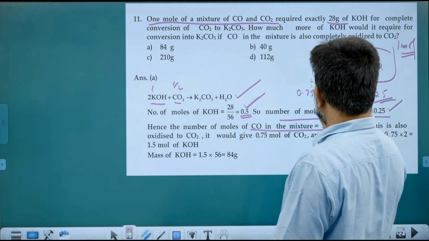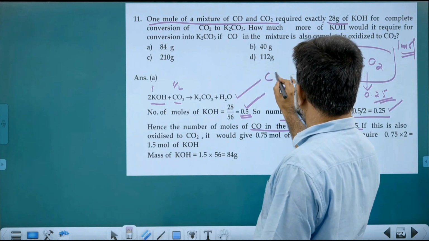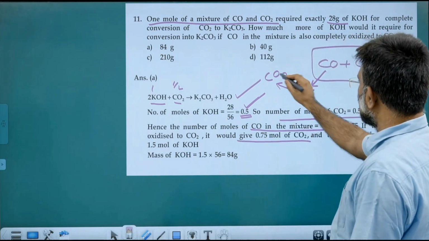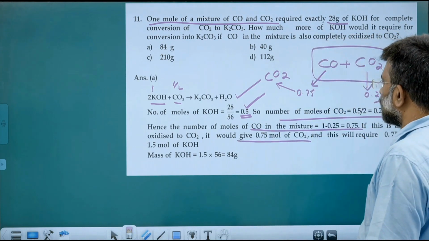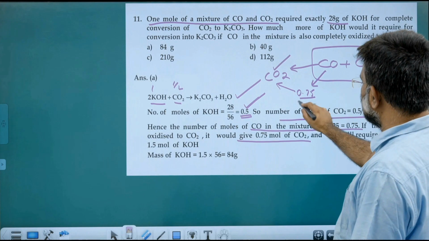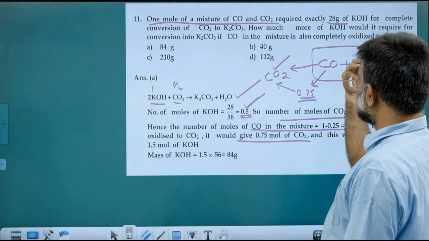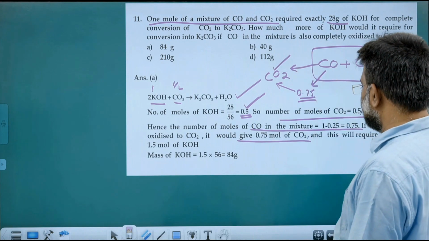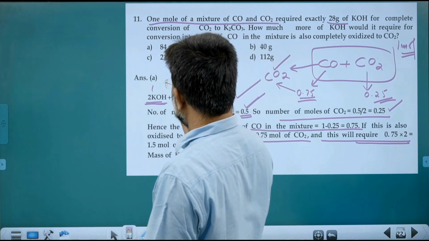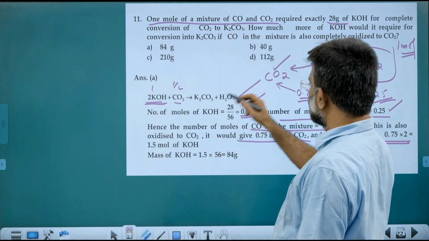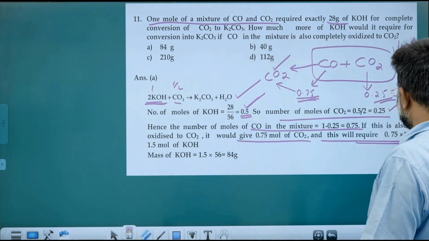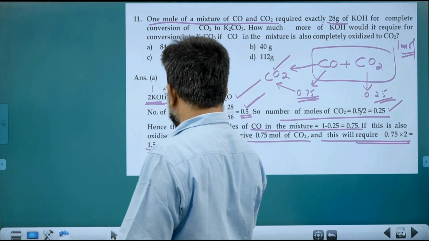And now this 0.75 carbon monoxide is converted to carbon dioxide. So the new carbon dioxide formed is 0.75 mole. And to neutralize that, how much KOH do you need? The KOH required is 2 times of this. So carbon dioxide newly formed is 0.75, therefore KOH newly required is 0.75 into 2. That is 1.5 mole KOH required.